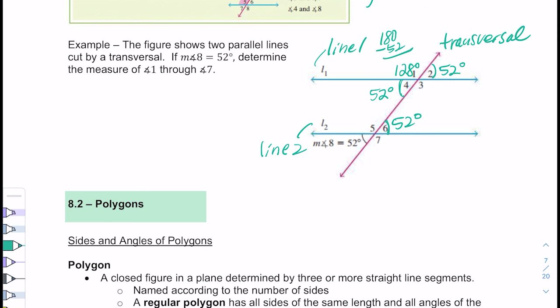Now angle 1 and 3 are vertical, so they're equal. And now angle 3 and 7, they're corresponding. They're in the same spot, just a different line. So angle 3 and 7 are 128. And angle 7 and 5 are vertical. So they're 128. Okay, that takes us to the end of section 8.1.